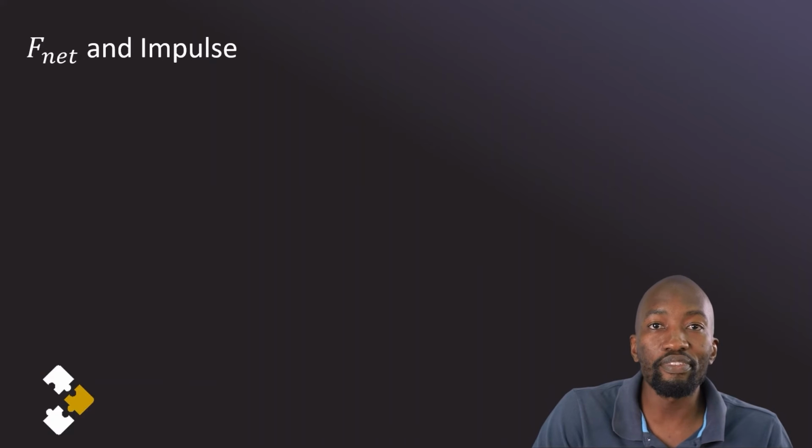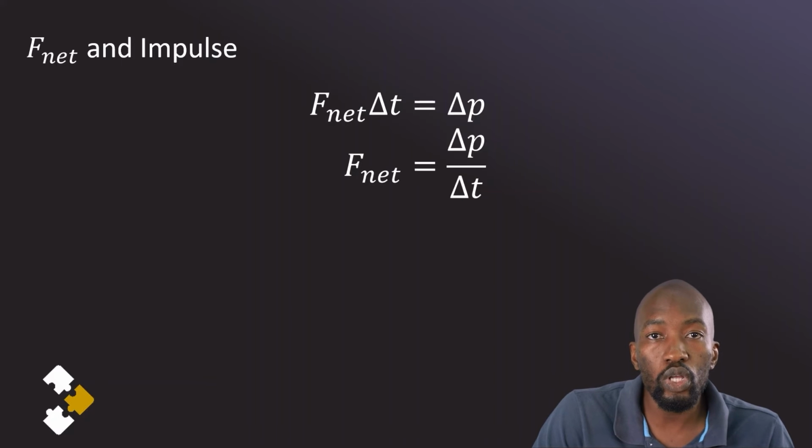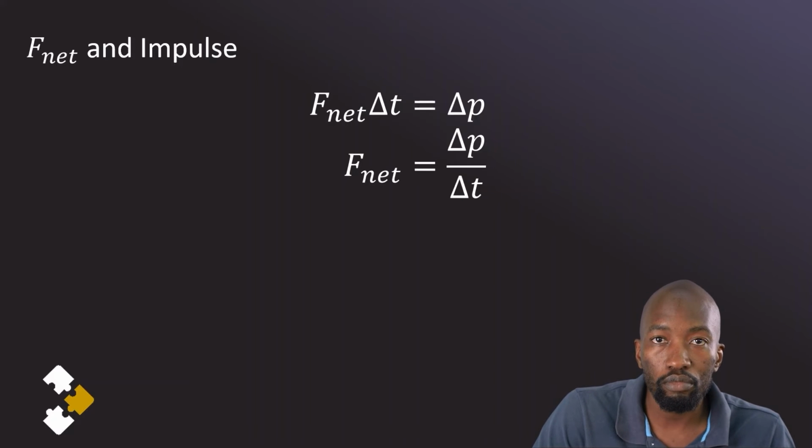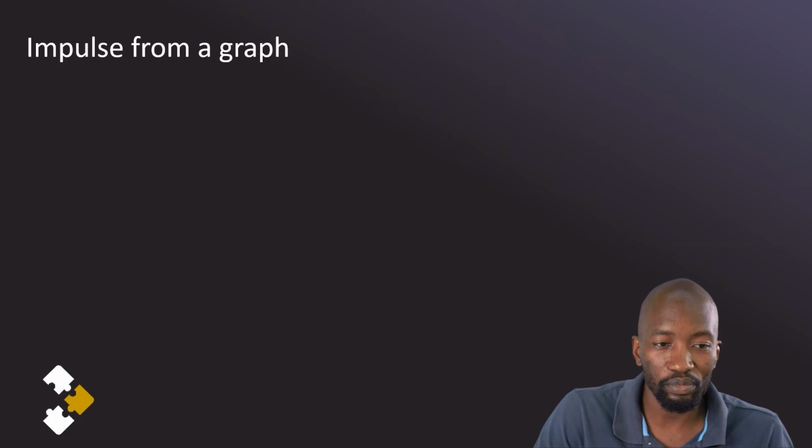Now let's look at F net and impulse. The formula is just F net multiplied by time is equal to the change in momentum, or the impulse. So if we try to solve for F net, we will have the change in momentum over the change in time. So F net is the rate of change of momentum. This is an alternative way of stating Newton's second law, F net is equal to ma.